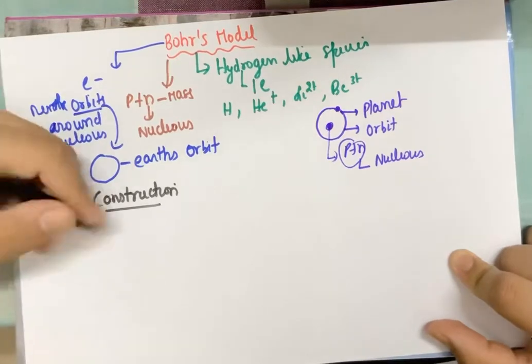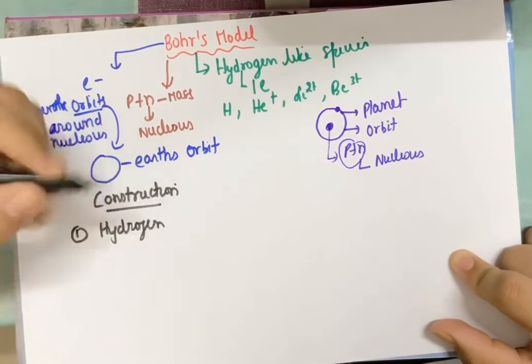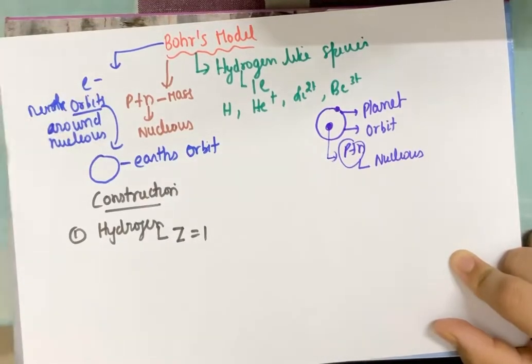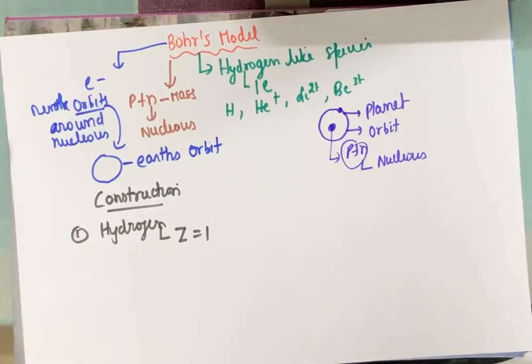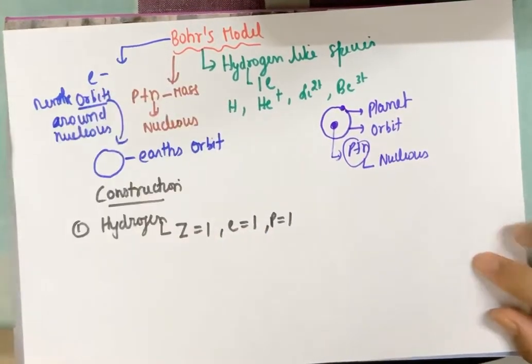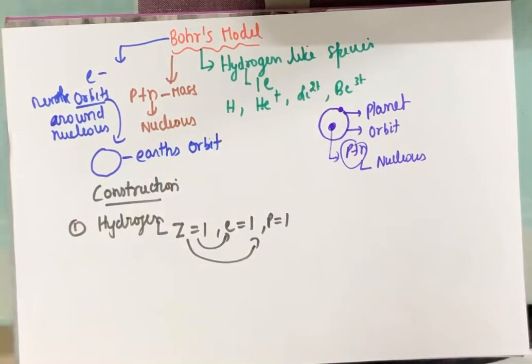Let's take the first example, hydrogen. For hydrogen the atomic number Z is 1, and atomic number is equal to the number of protons, equal to the number of electrons in the case of an atom which is electrically neutral. In an atom the number of protons and electrons are the same. So the number of electrons is also 1 and the number of protons is also 1, which I get from the atomic number.